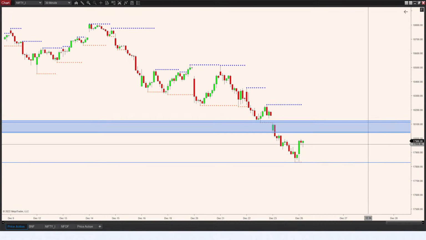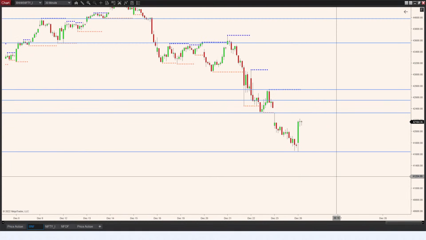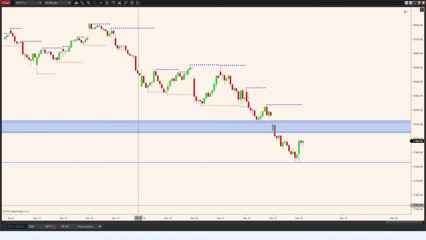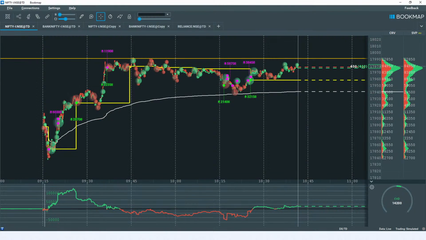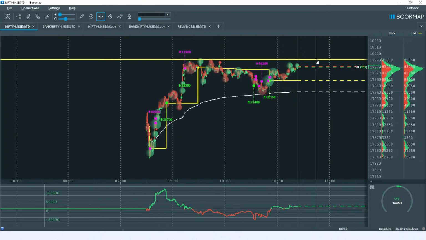Cool. I think price is approaching IB high in Nifty. Let's see what happens when price approaches IB high. Meanwhile, if you have any particular questions, feel free to ask.